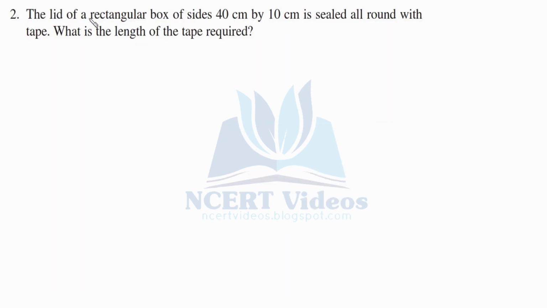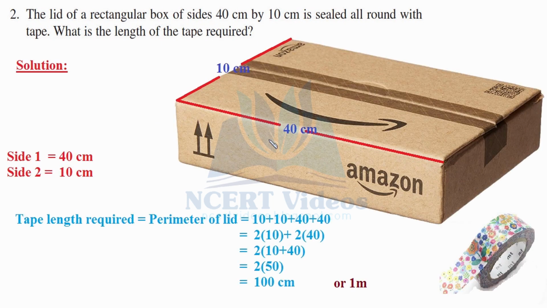Question second. The lid of a rectangular box of sides 40 cm by 10 cm is sealed all round with tape. What is the length of the tape required? As you can see here, it is a box and this is the lid. This is rectangular in shape. This is 40 cm, so we have to cover it with this tape. Now 40 cm is your length and 10 cm is your breadth. Whenever it is written as something by something, it means length by breadth. So this is a rectangle.